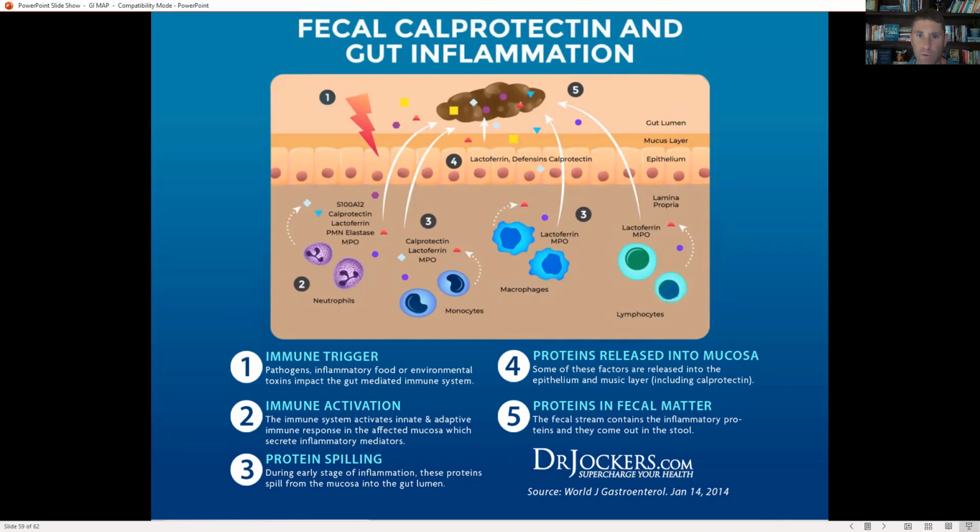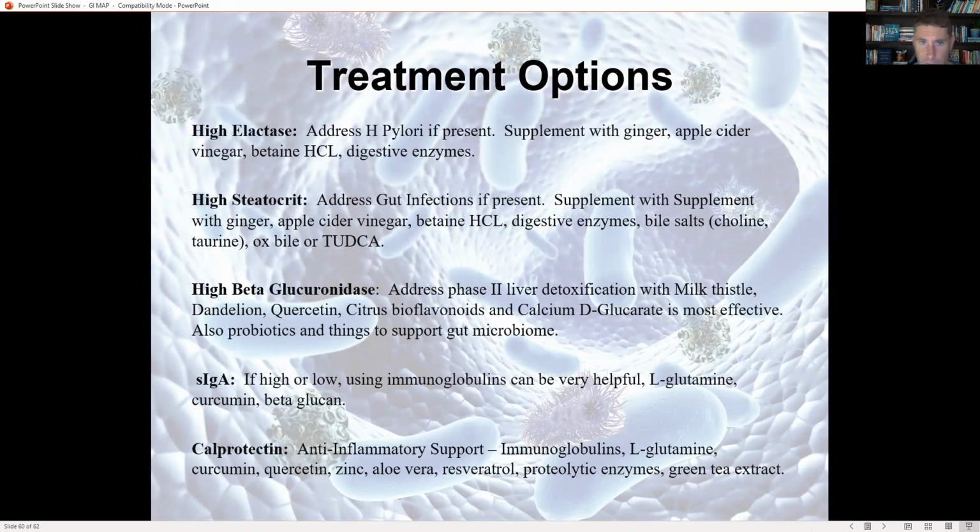And then fecal calprotectin, again, I like to see that under 20, ideally. This is a marker for inflammation and ends up in the stool. Treatment options for high lactase: we want to address H. pylori if present. We want to supplement with ginger, apple cider vinegar, betaine HCl, and digestive enzymes to help support stomach acid and pancreatic enzymes. Ginger and apple cider vinegar naturally help stimulate digestive juice production. Anything sour, tart, or carminative really helps activate the vagus nerve, which helps activate the production of these things.